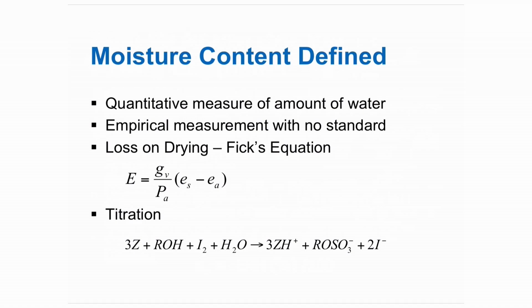Now let's talk a little bit about moisture content. Moisture content, being a quantitative measure of the amount of water, is a completely empirical measurement and relies on the measurement methodology itself, because there is no standard. There is no standard that you can take and put into a moisture content instrument, and from that know whether or not the moisture content instrument is giving you the right answer.